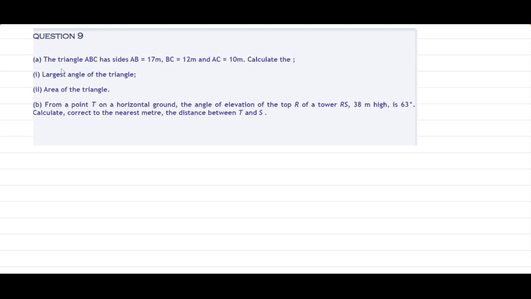This is question 9 from the WAEC 2008 mathematics. So let me write that above here. So we have 2008 mathematics. So this is question 9. And the A part is what we're going to work out first.